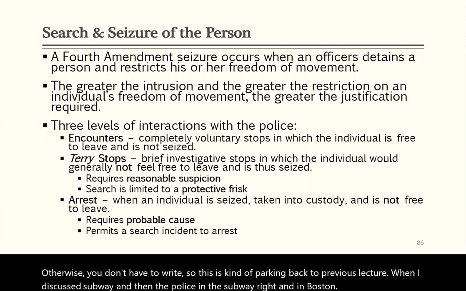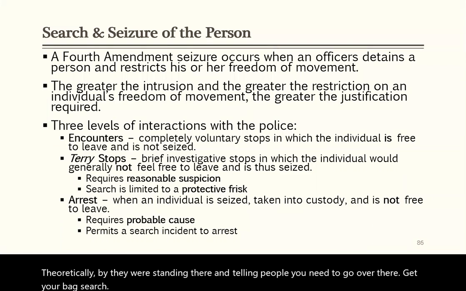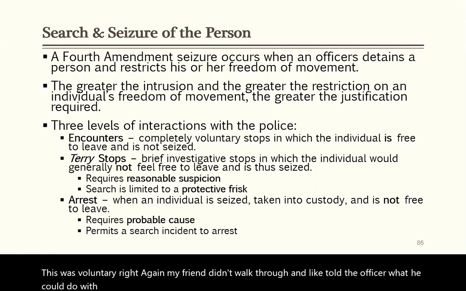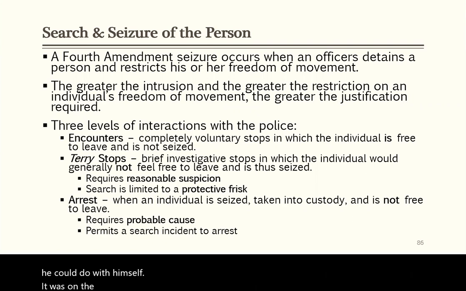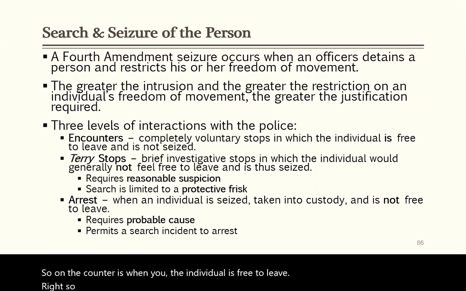Theoretically, while they were standing there telling people, oh, you need to go over there and get your bag searched, this was voluntary. My friend didn't walk through and told the officer what he could do with himself. It was an encounter. The officer got upset, but there was nothing the officer could do. So an encounter is when the individual is free to leave. No seizure has occurred, so you haven't been restricted in your freedom of movement.